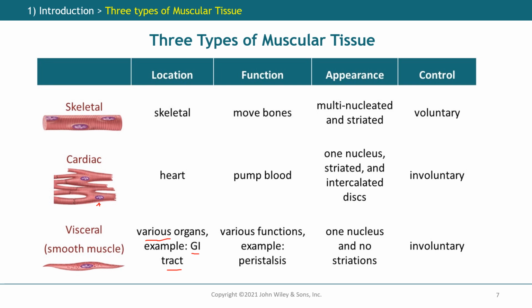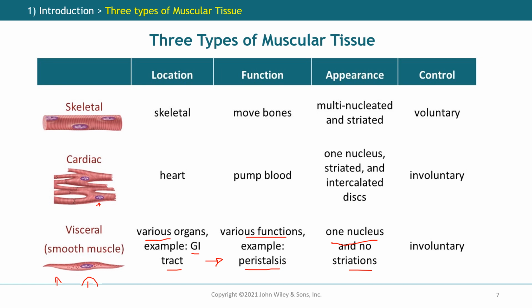I previously discussed in previous slides, they have different functions. In this case, for example, for the gastrointestinal, the peristalsis is very important for the absorption and digestion of nutrients. If you see the appearance, there will be one nucleus. So here you see clearly one nucleus. While different from the two other ones, here you can see this sarcomere.